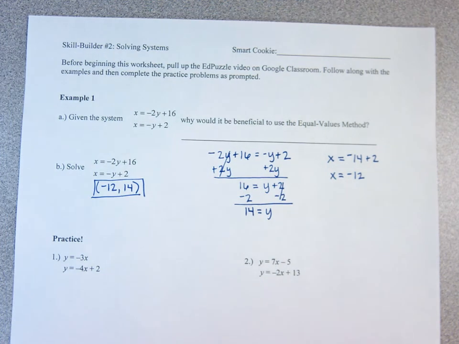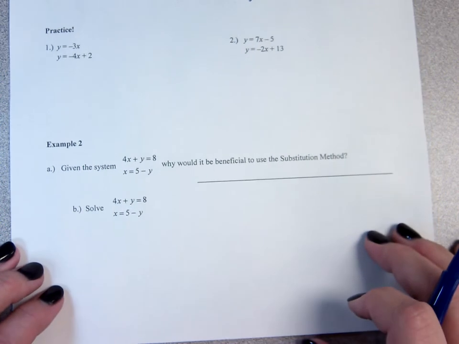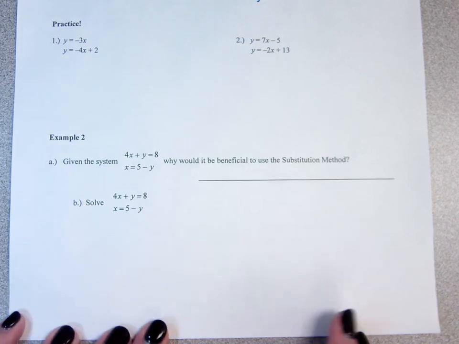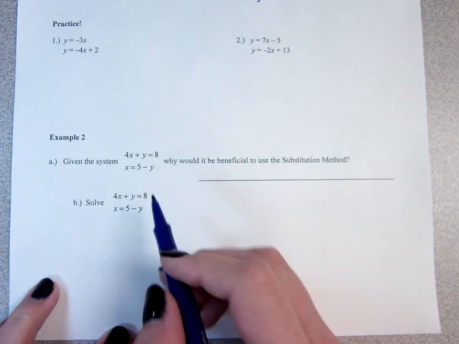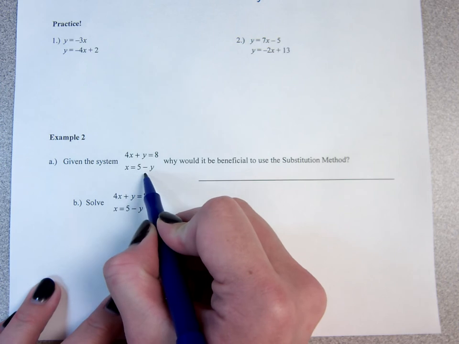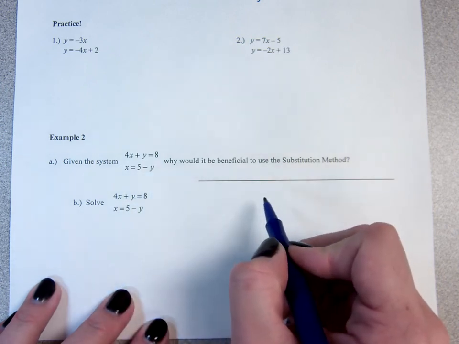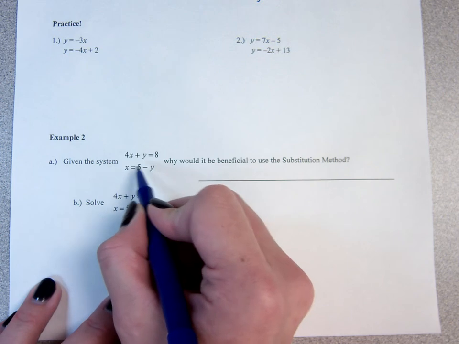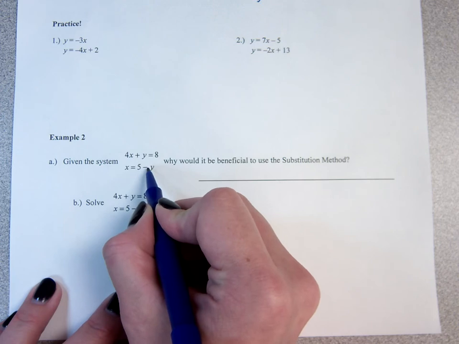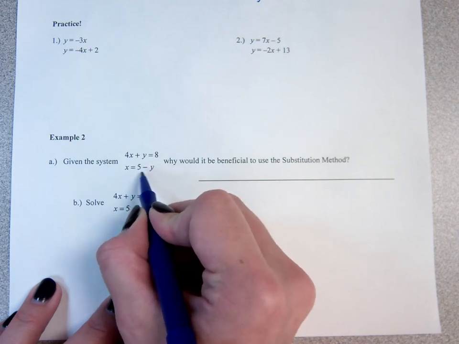So now, moving down to example 2. Now we're looking at the substitution method. The substitution method is fairly similar to the equal values method in that you're substituting in for a variable. Here we've got 4x plus y equals 8 and x equals 5 minus y. Substitution works really well when you've got one of your variables isolated. For example, here we've got x equals this stuff on the right. So we're going to substitute all of this into the first equation.